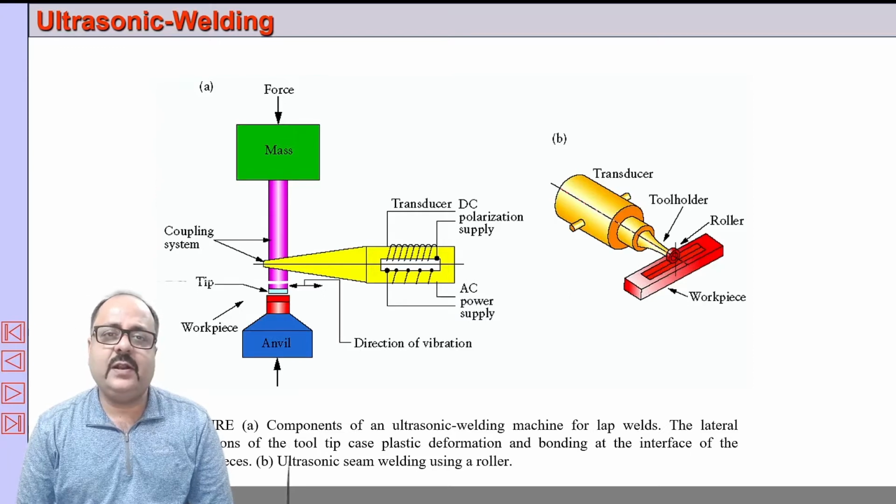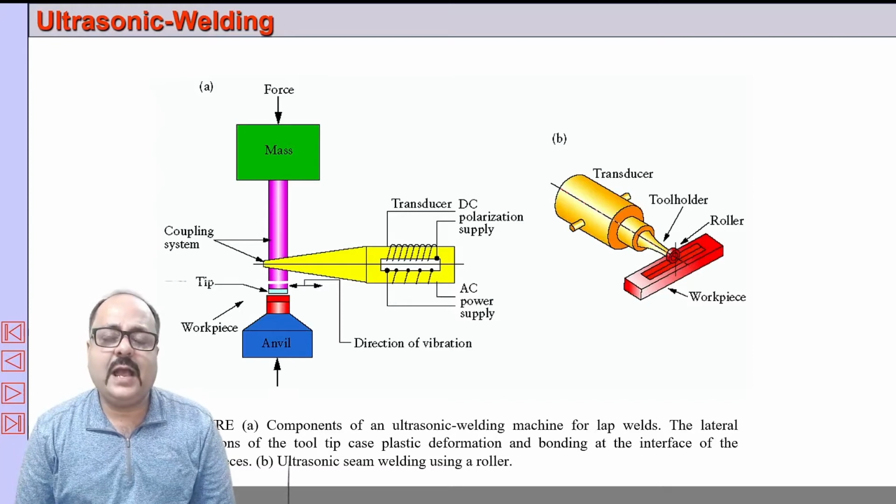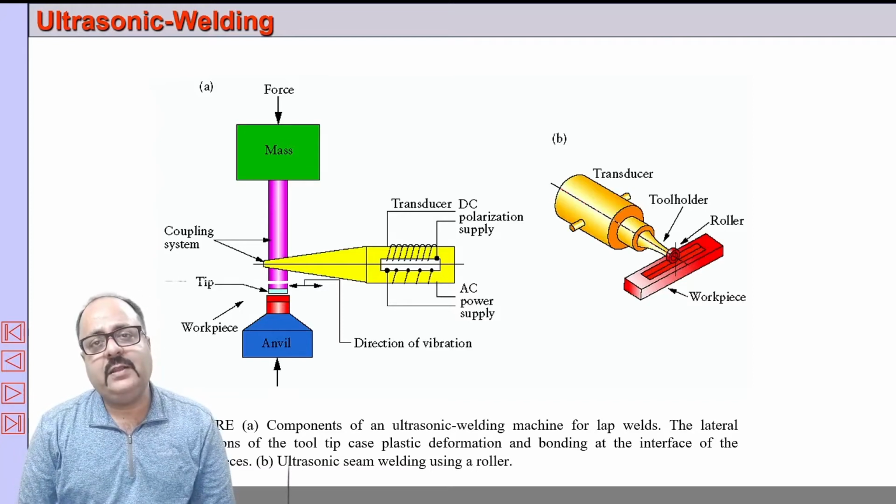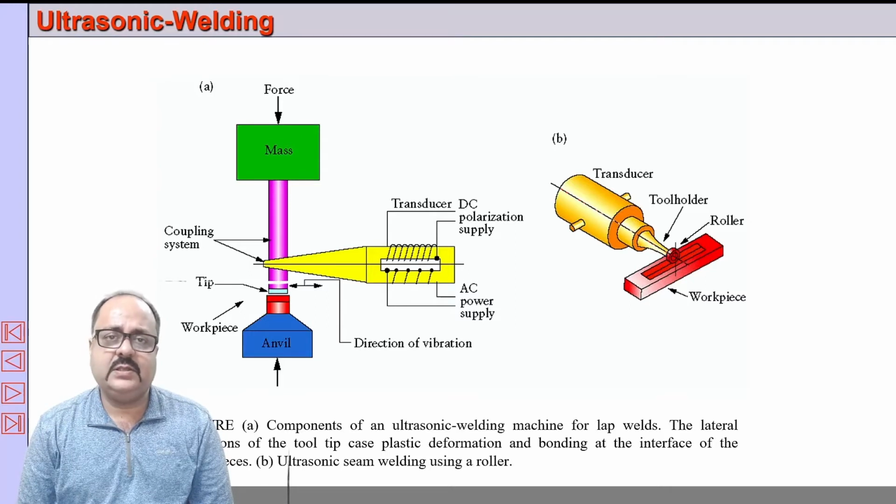In ultrasonic welding, we use sound waves in the range of 20 kilohertz to around 40 kilohertz. For metal, we require the higher frequencies for welding, maybe around 30 to 40 kilohertz. And for other non-metallic materials, we can use ultrasonic frequency in the range of 20 kilohertz.